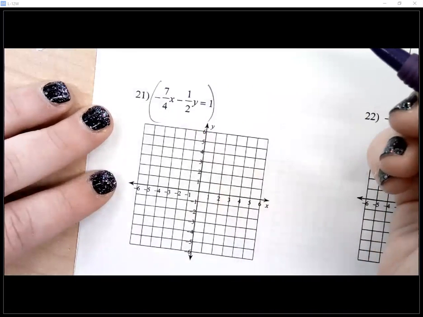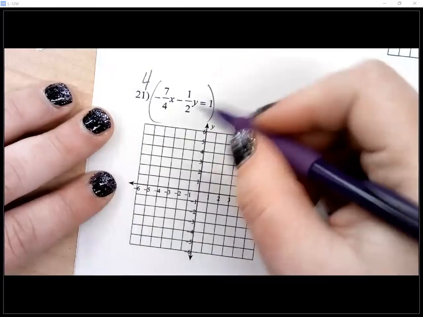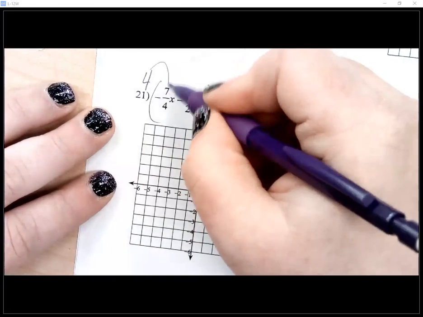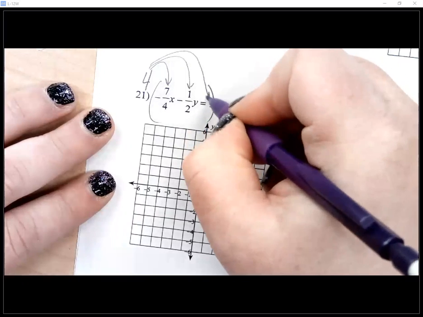4. And I just want to reiterate, when you are going to clear the fractions, everybody gets multiplied by 4, even the 1 over there. That's been a common mistake. Jimmy?